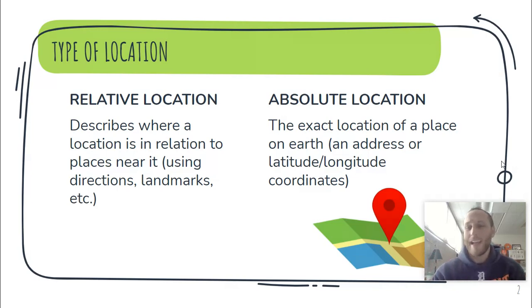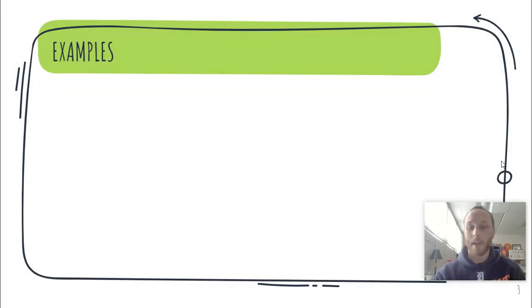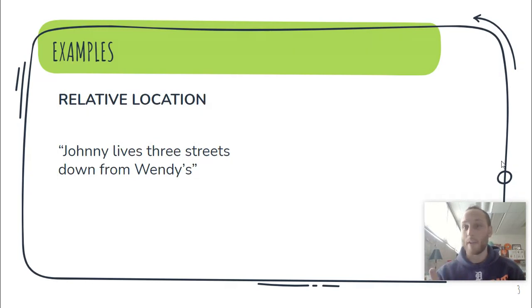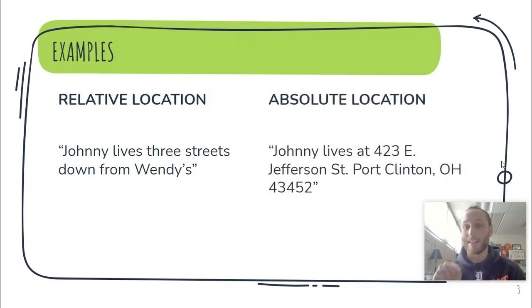With relative location, you're kind of getting them to a general area, but you're using different things that they might know in relation to that specific location. So let's practice that a little bit here. Let me just quickly show you a couple examples first. If I was doing relative location, Johnny lives 3 streets down from Wendy's. But if I want to know Johnny's exact spot, Johnny lives at 423 East Jefferson Street, Port Clinton, Ohio, 43452. You can see the difference there. Relative location gives a general idea. Absolute is giving me exact.